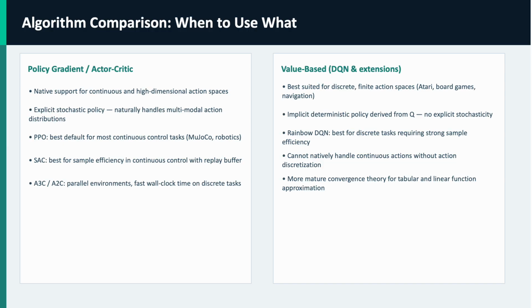The choice between policy gradient methods and value-based methods is primarily driven by the structure of the action space. For continuous and high-dimensional action spaces, such as robot control, fluid dynamics, and physics simulation, policy gradient methods are the only viable option. They parameterize the policy directly as a Gaussian or other differentiable distribution, handle continuous outputs naturally, and don't require an argmax over the action space. PPO is a default starting point for most continuous control tasks. SAC is preferred when sample efficiency is critical because it uses a replay buffer and can learn from off-policy data.